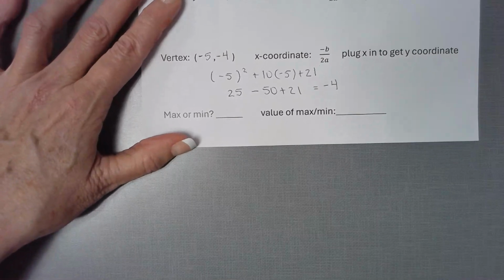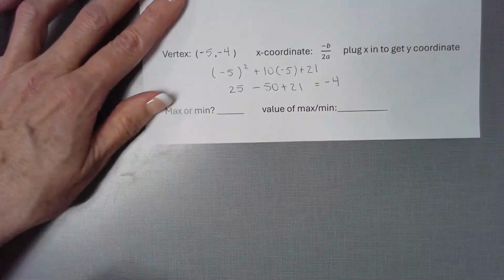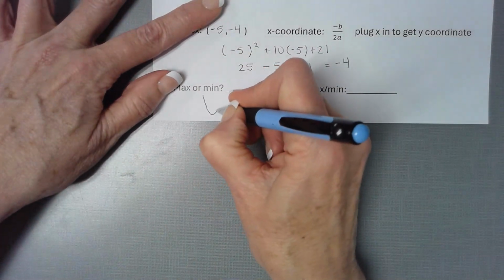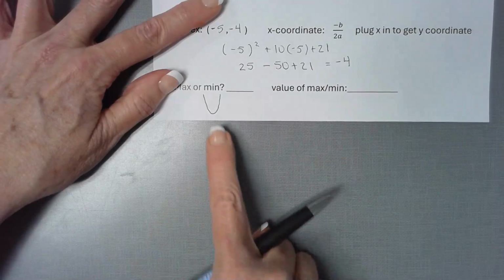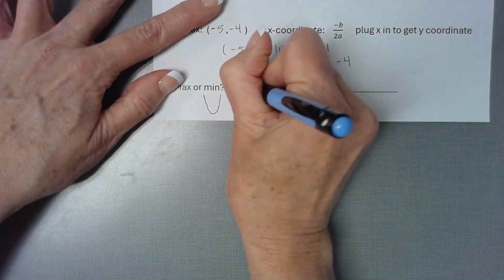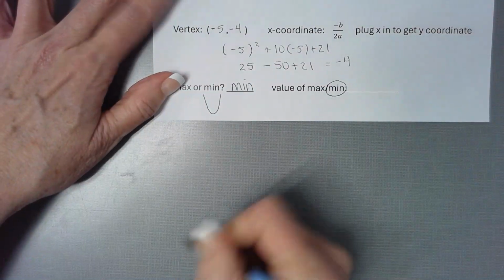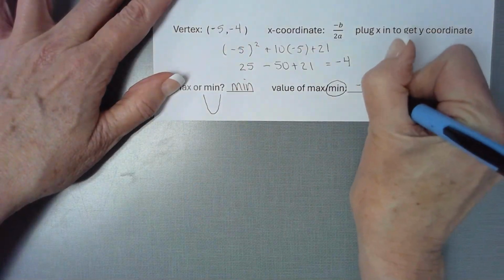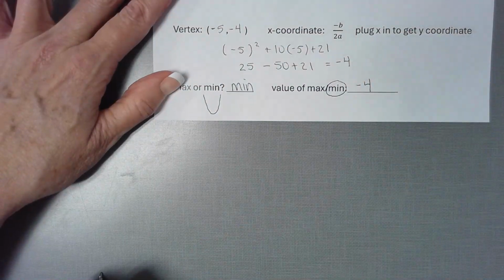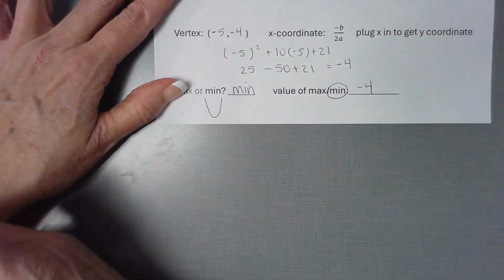Okay, is the vertex a maximum or a minimum? When it opens up, it has to be a minimum. So it's a minimum. And what is the minimum value? It is the y part of the vertex. It is -4.